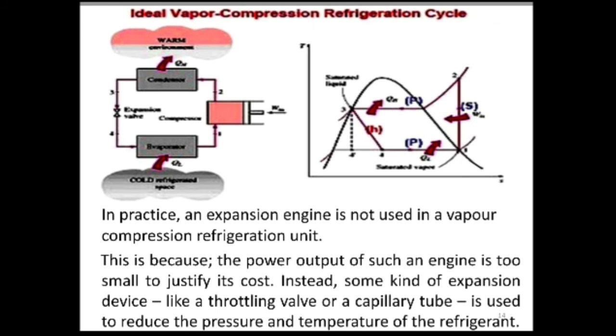A rule of thumb is that the COP of the VCR cycle improves by 2 to 4% for each degree Celsius rise in the evaporation temperature. That means the temperature of the evaporator must be as high as possible, whereas the temperature of the condenser must be as low as possible. This is the condition upon which we can increase the COP of a VCR cycle. Understood?